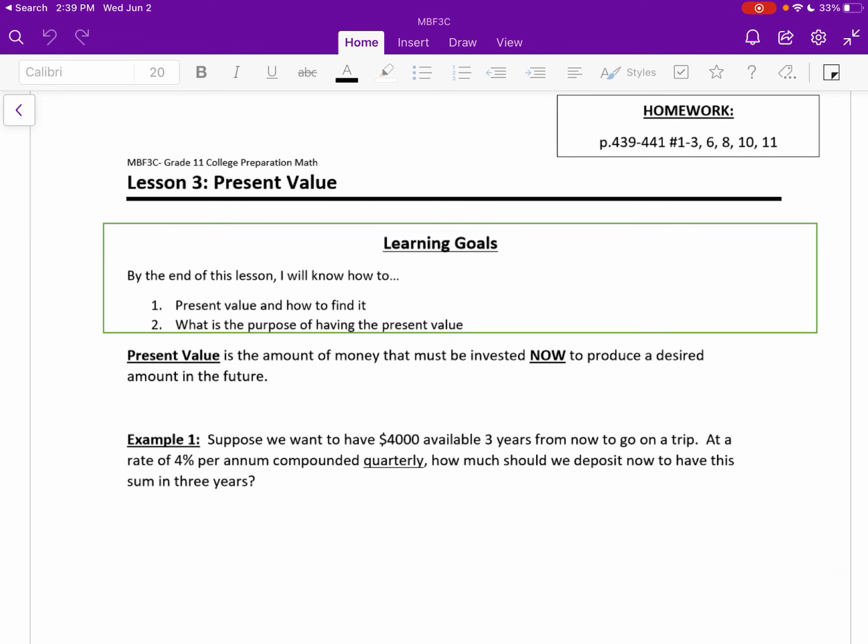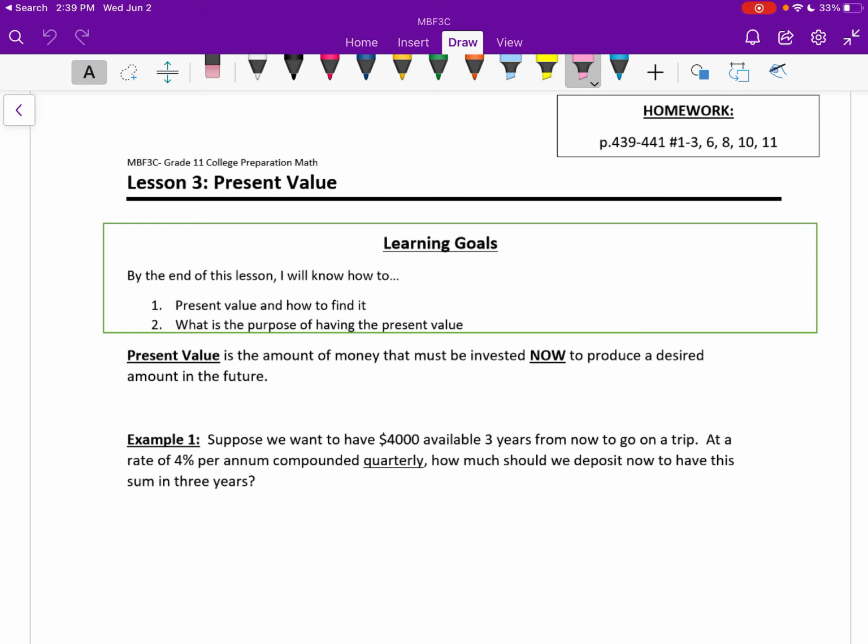So today we're going to be going over lesson 3, which is present value. There is homework questions for this. They're going to be posted to Google Classroom over here at page 439 to page 441. Numbers 1, 3, 6, 8, 10, and 11.